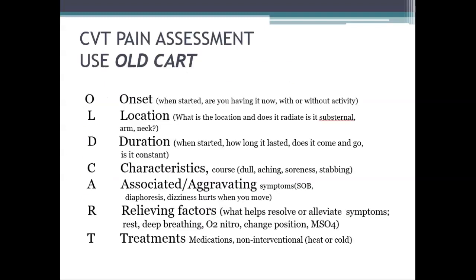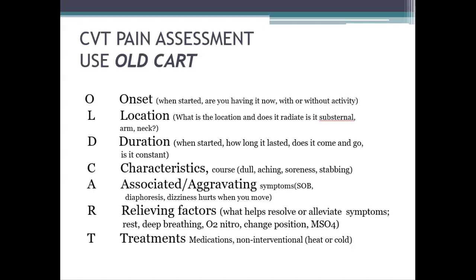This next slide is very important and one that you'll probably want to highlight. CVT pain assessment, cardiovascular technician, use the OLD CART acronym. O, onset. When did the chest pain start and are you having it now? Is it with or without physical activity? L for location. What is the location and does it radiate? Is it substernal, arm, neck? Where exactly is it? D for duration. When did it start? How long once it starts does it last? Does it come and go? Or is it a constant pain that you feel?